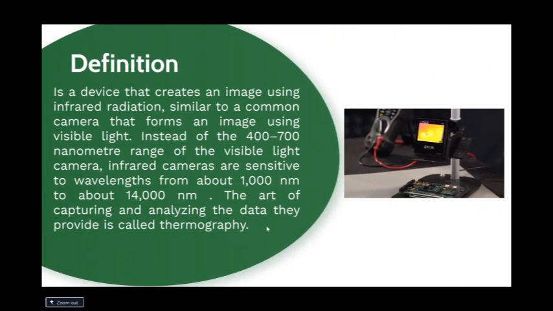A thermal imaging camera is a device that creates an image using infrared radiation, similar to a common camera that forms an image using visible light. Instead of the 400 to 700 nanometer range of the visible light camera, infrared cameras are sensitive to wavelengths from about 1000 nanometers to about 40,000 nanometers. The art of capturing and analyzing the data they provide is called thermography.